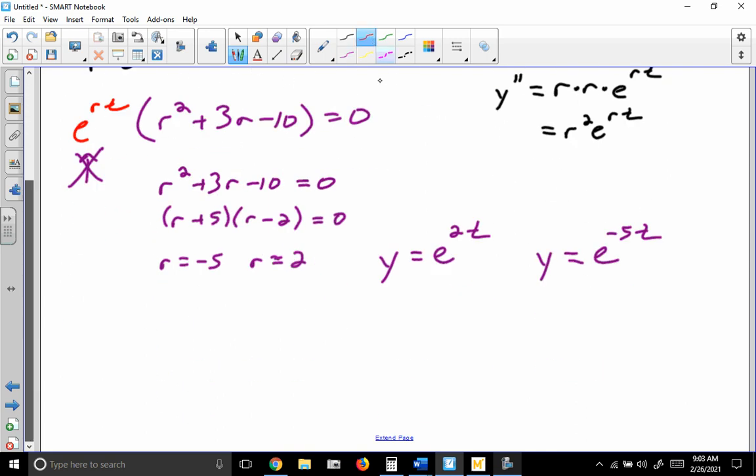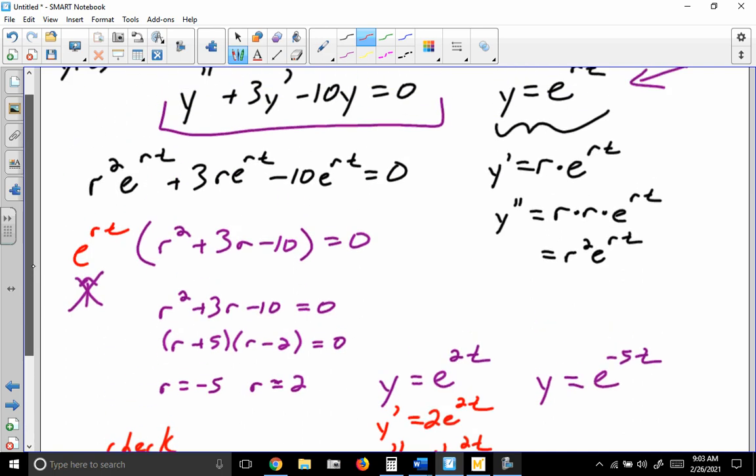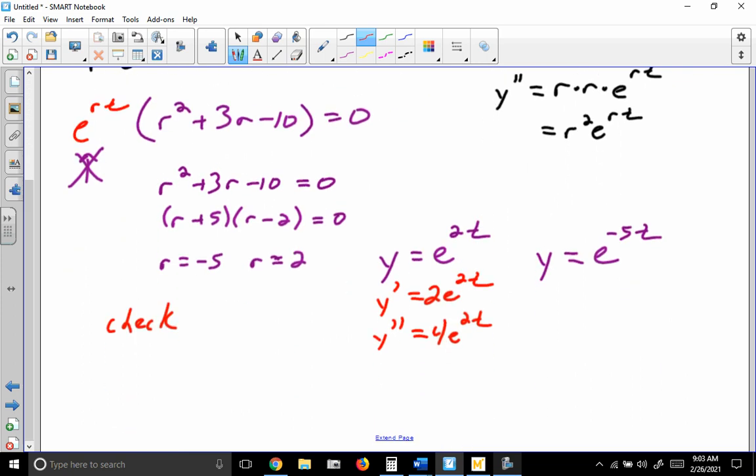So let's verify that. If we take the derivative of the first one, we would get 2e to the 2t. If we take the second derivative, we would get 4e to the 2t. And if we plug that into our differential equation, then we're going to have our second derivative plus 3 times our first derivative minus 10 times our function.